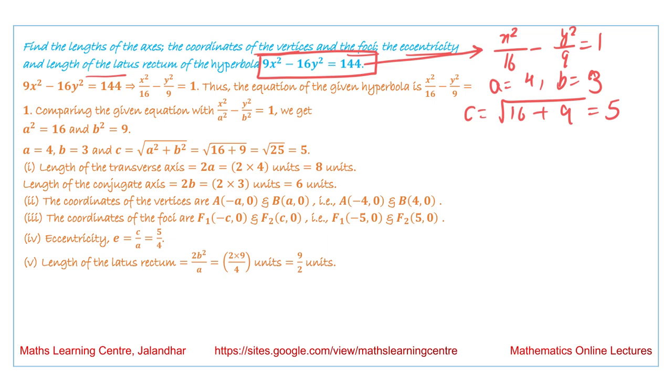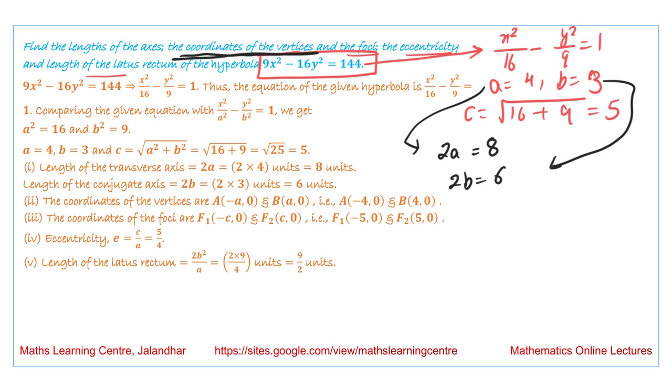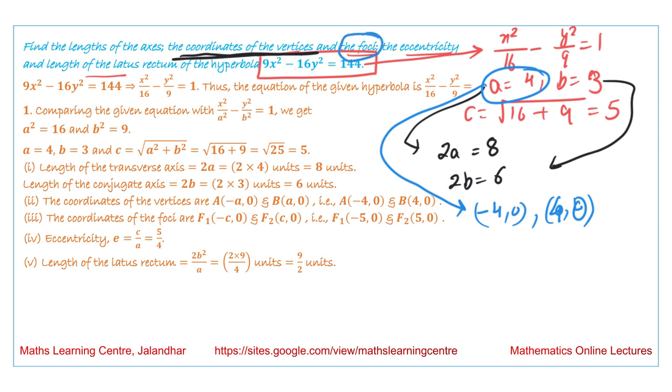Now we have to calculate the length of the axis. The length of the transverse axis is 8. The length of the conjugate axis is 6. Next we have to calculate the coordinates of the vertices. This is a horizontal hyperbola, so the coordinates of the vertices are minus 4 comma 0 and 4 comma 0. They lie on the x axis. Next we have to calculate the foci. The two foci are given by the value c. The value of c we have is 5, so they are minus 5 comma 0, again lying on the x axis, and 5 comma 0. These are the two foci.